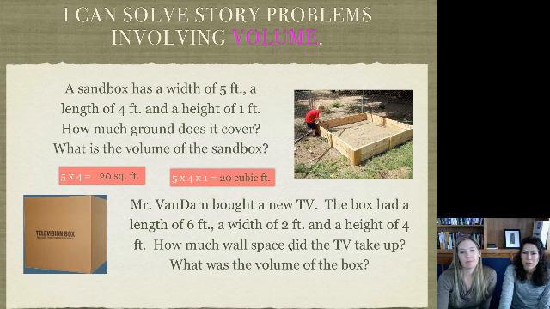So you're going to want to think about that wall space and think about dimensions that you need for that. And then what was the volume of the box? It might help you to draw a picture and label the different dimensions. But you're actually answering 2 questions there. Yes.